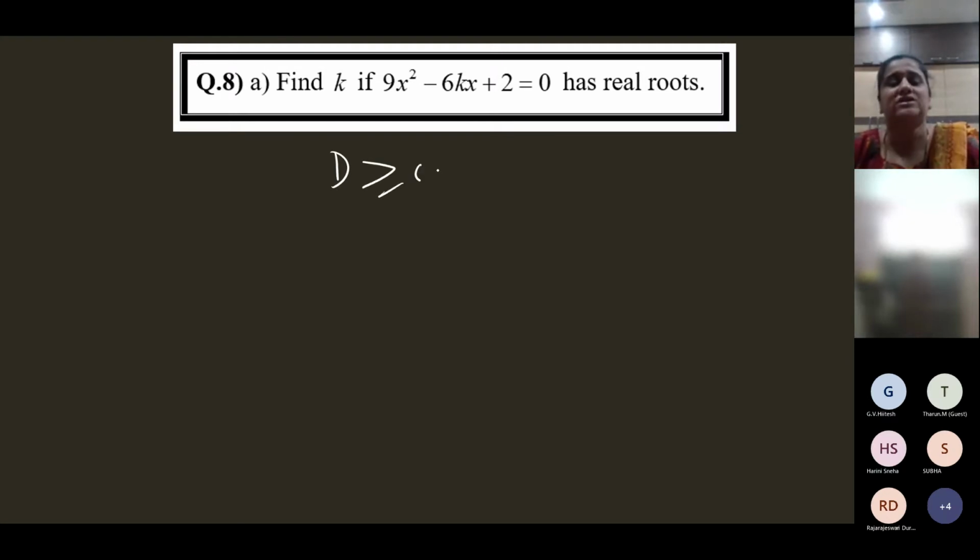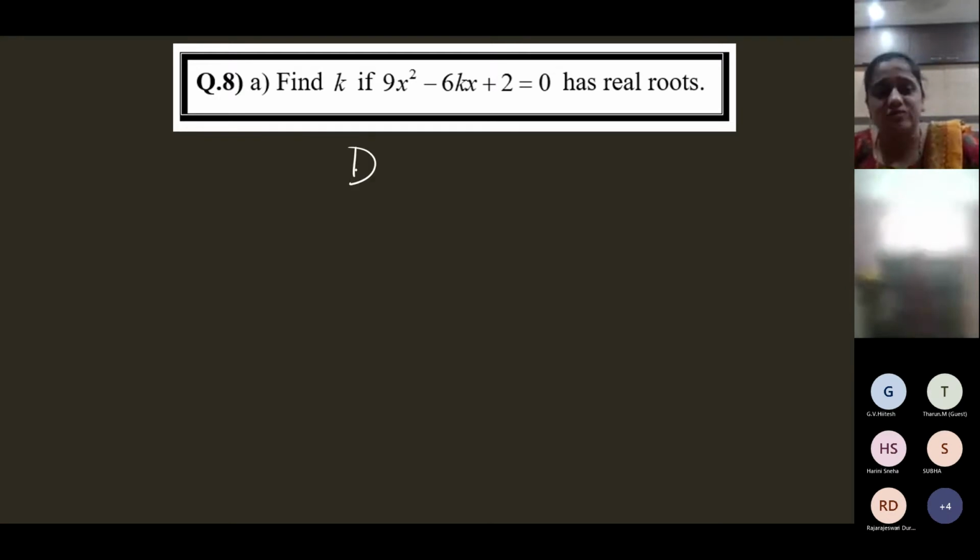You can just take this condition. How do you know D is greater than or equal to zero? Because it is given that the equation has real roots. If you're asked to show that the equation has real roots, then you should find the discriminant. You must find the discriminant. You cannot take the condition. You can take the condition only if it is given that the equation has equal roots, unequal roots, and things like that.